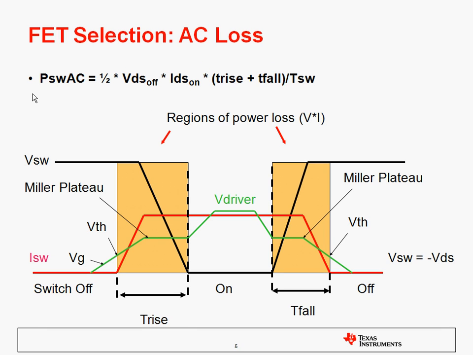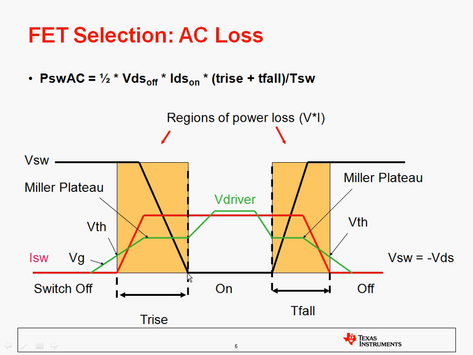Let's talk a little bit more about the AC losses in a FET. This is a diagram of how a MOSFET would turn on. The green here is the gate voltage. And you can see here with the switch off, there is no current flowing through the switch, and there is a voltage dropped across the switch. Now, as the gate voltage turns on to the threshold, current will start to flow through the switch, but at that same time you still have voltage across the switch. When the gate reaches the Miller plateau, the current is flowing and the voltage across the switch starts to drop.